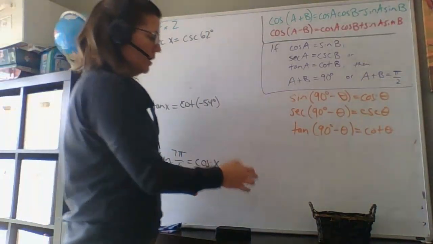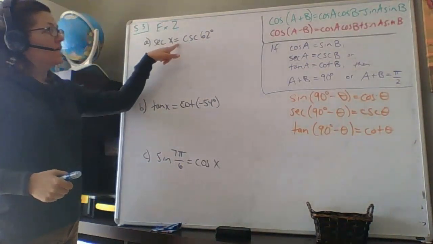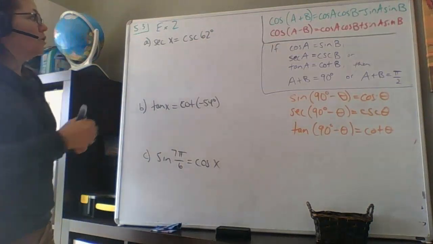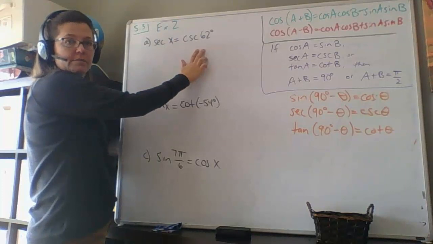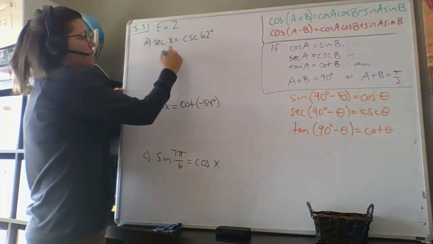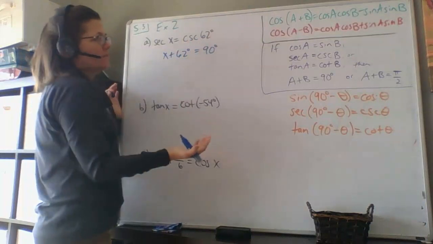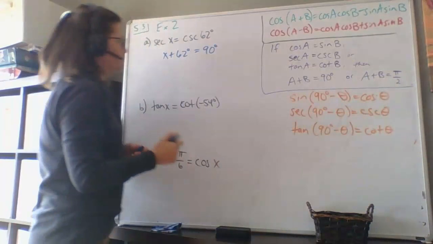So let's take a peek here. We have secant x equals cosecant of 62 degrees. Since these are cofunctions, secant and cosecant, then we know that x plus 62 degrees must equal 90 degrees. Notice because I'm in degrees, I'm using 90 degrees instead of pi over 2.